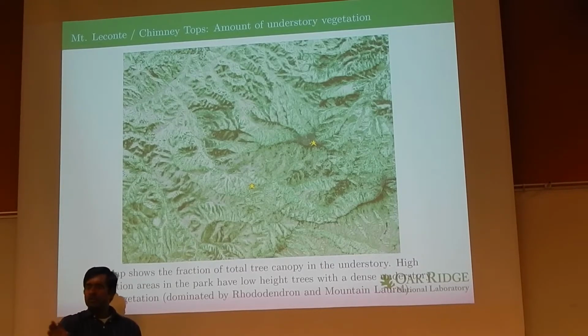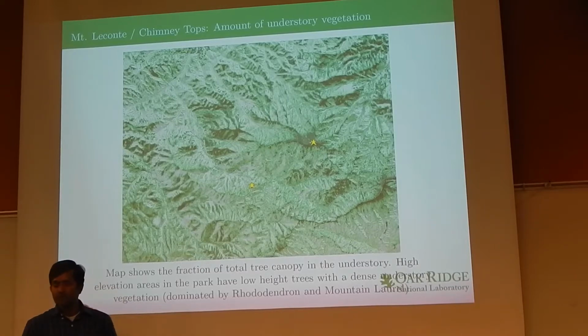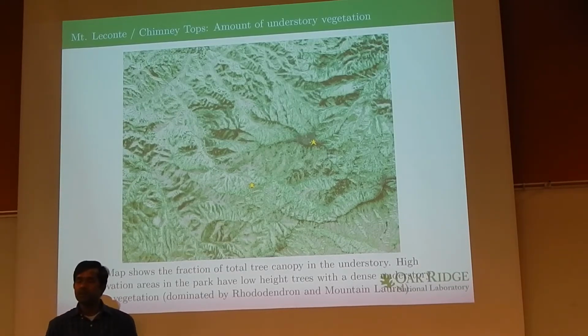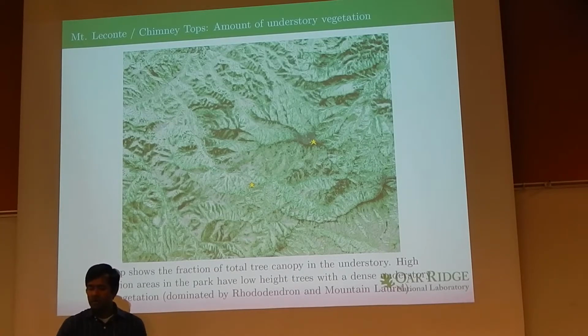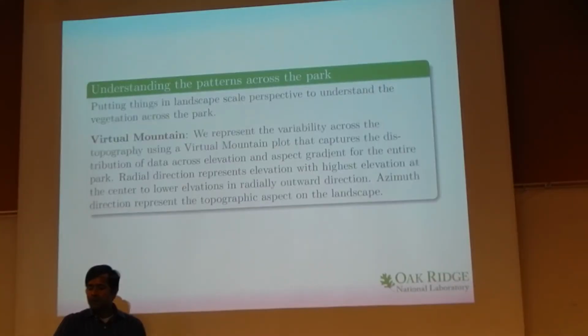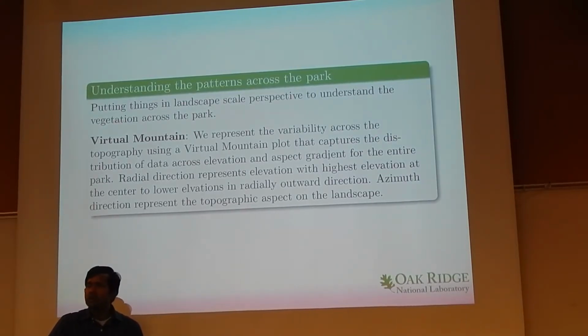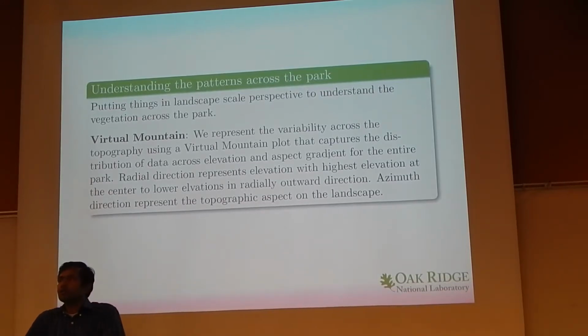And so what we try to calculate is, of the total canopy, what fraction of the total biomass in the vegetation is actually just within the understory, and that starts to give us an idea of the density. Some of those patterns are of interest for multiple regions, areas where we see a significant amount of rhododendron or mountain laurel. We did this at a fairly high resolution, at 30 meters. And what we wanted to do is then take a step back and look at the entire park and say, okay, so what does it tell us about the landscape scale patterns?